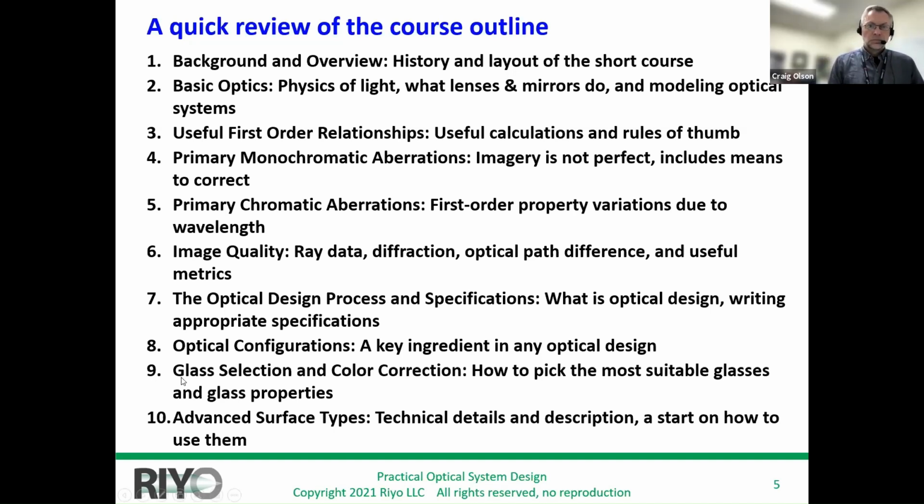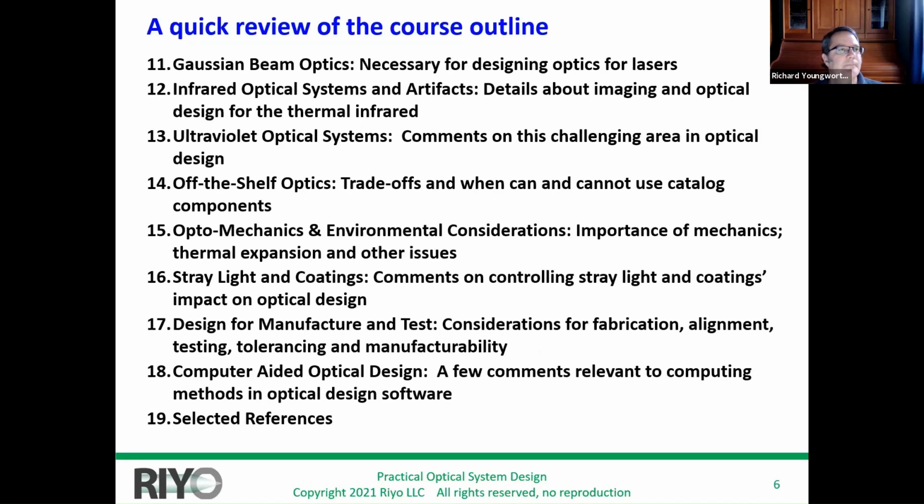Then we go to some materials selection, glass selection, and color correction. We also talk about advanced surface types, and what we mean by that are non-spheres, but it also includes diffractives and gradient index, at least enough to get you started.